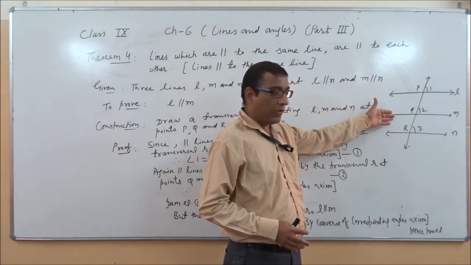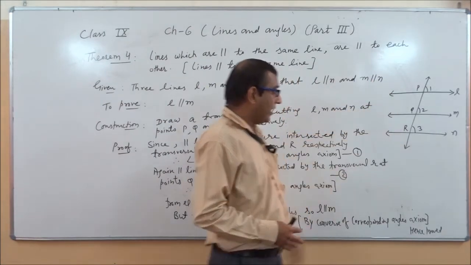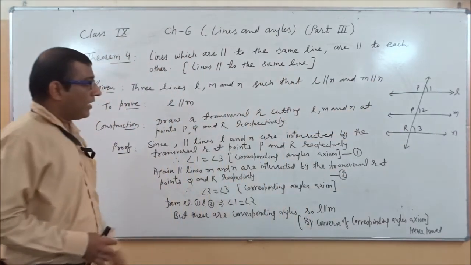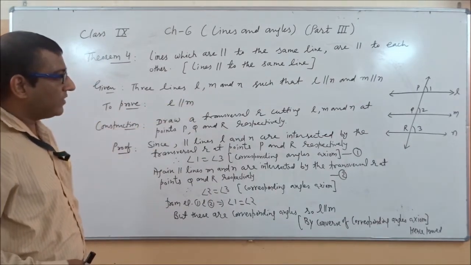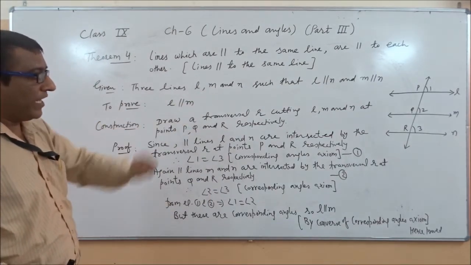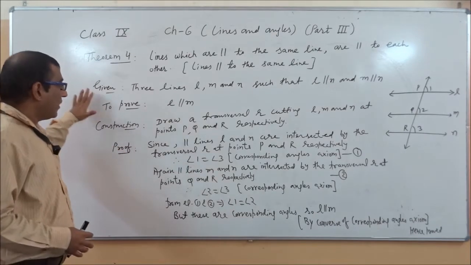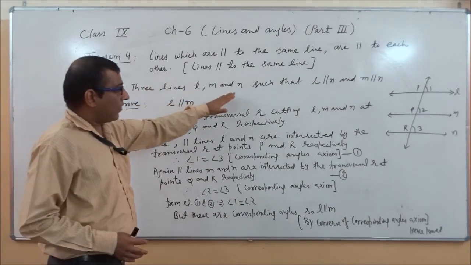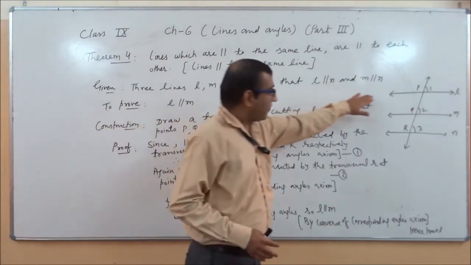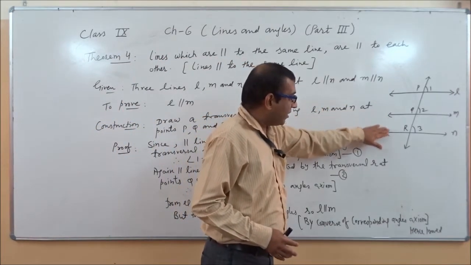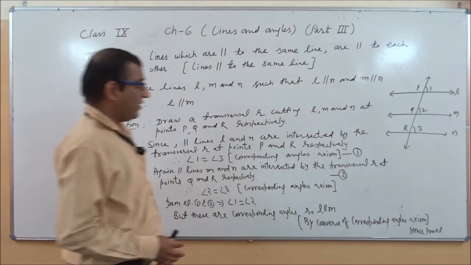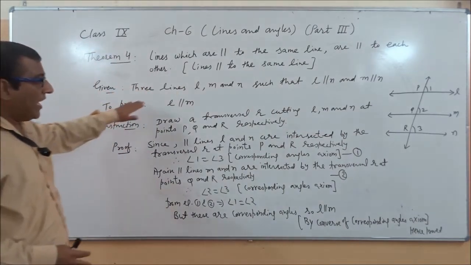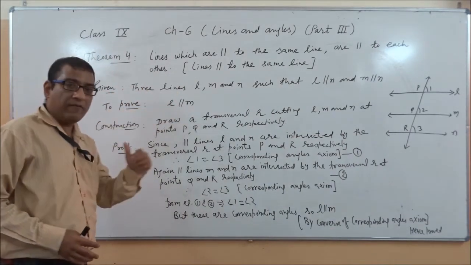L is parallel to N and M is parallel to N. Then how can we say that L is parallel to M with the help of that diagram, with the help of that theorem? So what is given to us is that three lines L, M and N are such that L is parallel to N and M is parallel to N. And what we have to prove is that L is parallel to M. So how can we prove it?